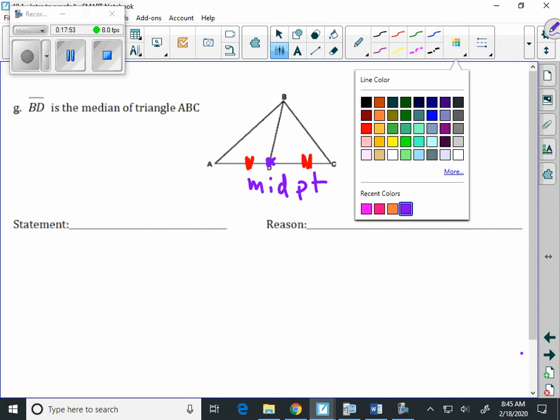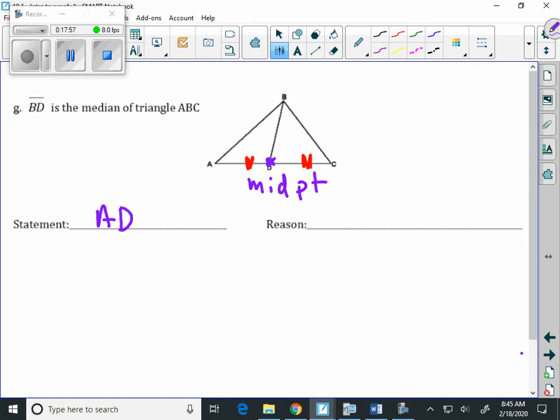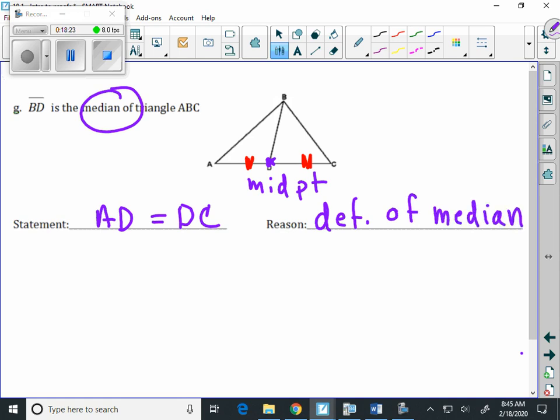Our statement being that AB is equal to DC. But we had a vocab word. We had that vocab word of median, but we can say definition. Again, I'm going to abbreviate definition as DEF of median. So again, looking for the vocab words is certainly going to be helpful as we work our way through this unit.